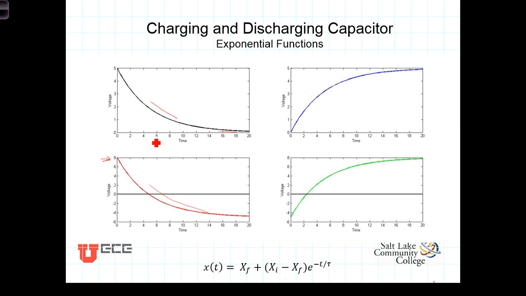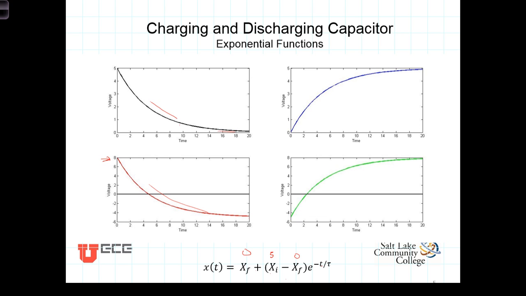Here the final voltage is 0. So we'll have a 0 here and a 0 there. The initial voltage in this case was 5 volts. And we'll have then the voltage on this capacitor would then equal 5 times e to the minus t over tau, where this tau is called the time constant, and we'll talk about that in just a second.